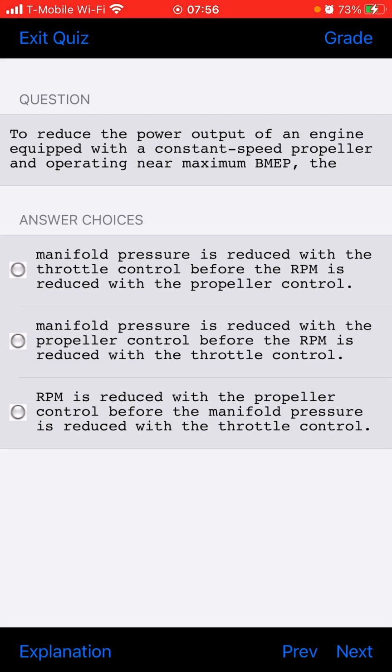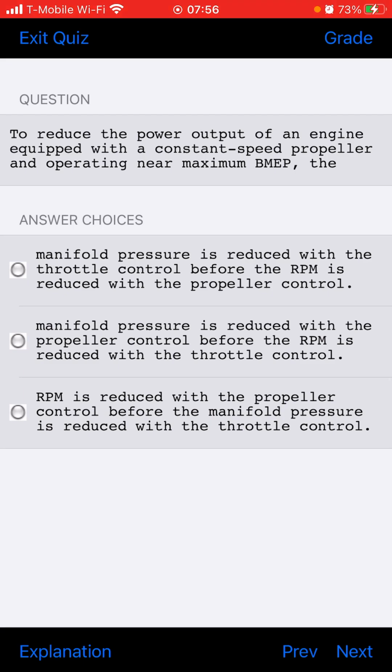Okay, how about the type of bearings? What type of bearings are generally used in reciprocating engines? Well, we have the plain bearing, the ball bearing, and the roller bearing. So there are three bearings that we use in all recips: plain, ball, and roller bearings.